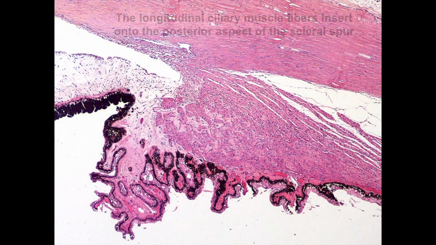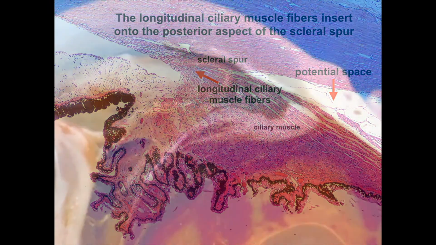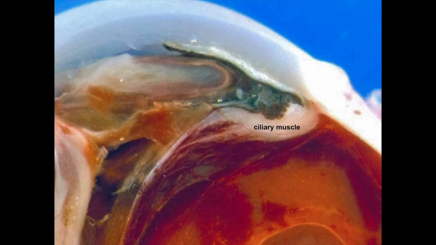The longitudinal ciliary muscle fibers insert onto the posterior aspect of the scleral spur. This is the only spot where the ciliary body is attached to the sclera. A potential space is present between the muscle and the sclera in the pars plana. Fluid or blood can accumulate in this space in ciliochoroidal detachment or suprauveal hemorrhage.